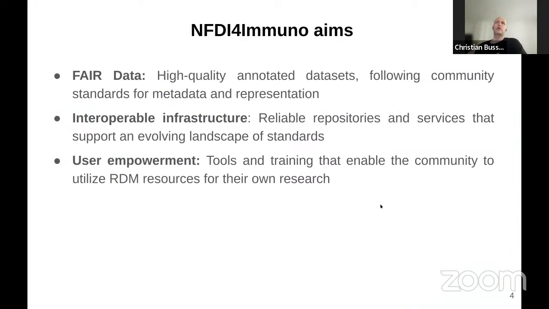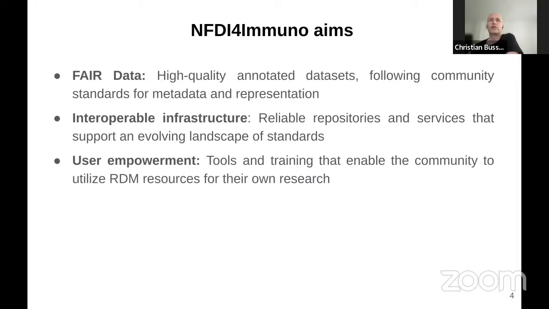The aims, which are probably similar to those of most other NFDI consortia, are, first of all, that we want to make sure that immunological data is FAIR. To this end, we're aiming to provide high quality annotated data sets that follow community standards, or at least try to, as we will talk about later on. All of this will be hosted on an interoperable infrastructure. In addition, we will also try to provide tools and training to enable the community to utilize these research data management resources for their own research.